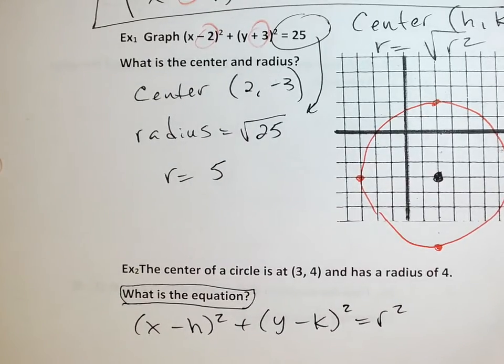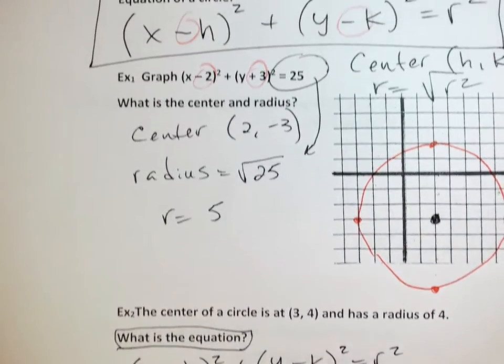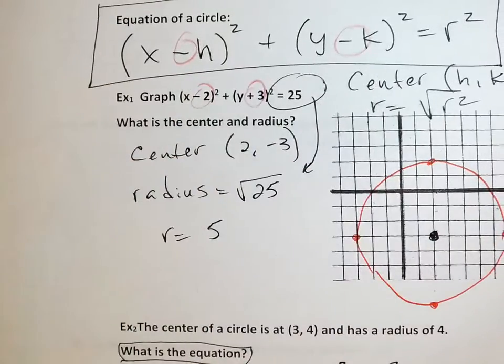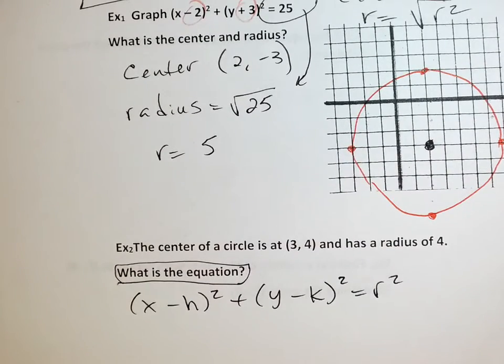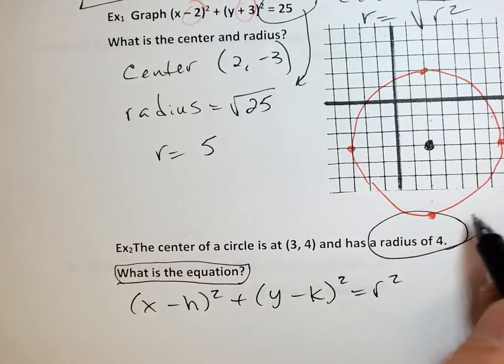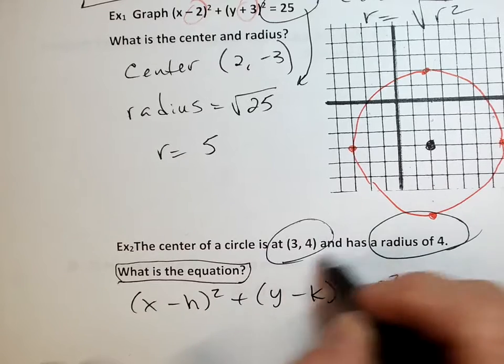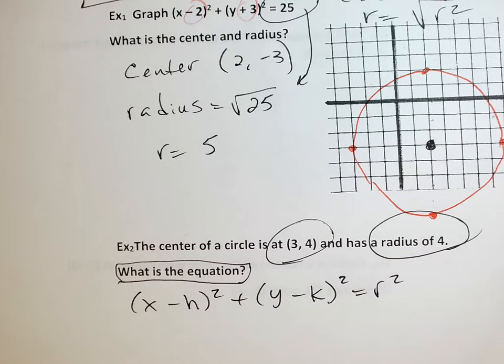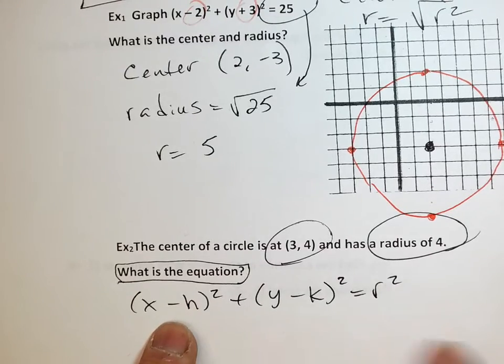If I go back up to my notes, sure enough, that's the equation right there. We want the equation of the circle. But we need to know what h and k is, and we need to know what the radius is. So I automatically know what the radius is, right? The radius is 4, and it has a center at 3, 4. So now I already know the center. I know the radius. Let's just plug the numbers into my equation.